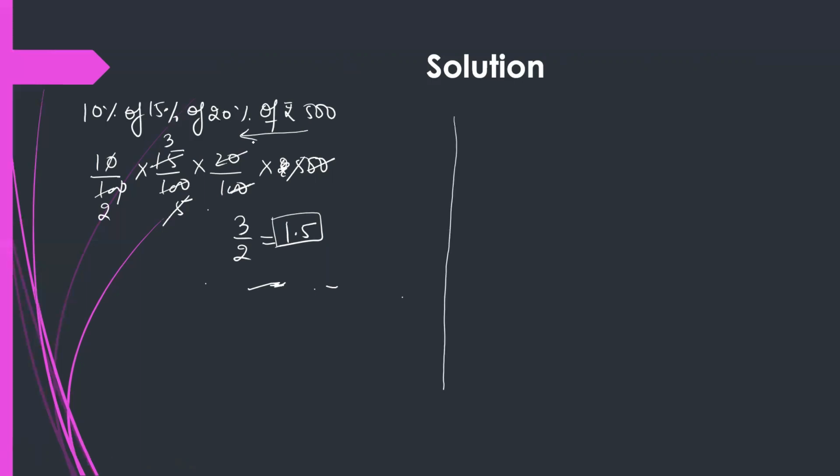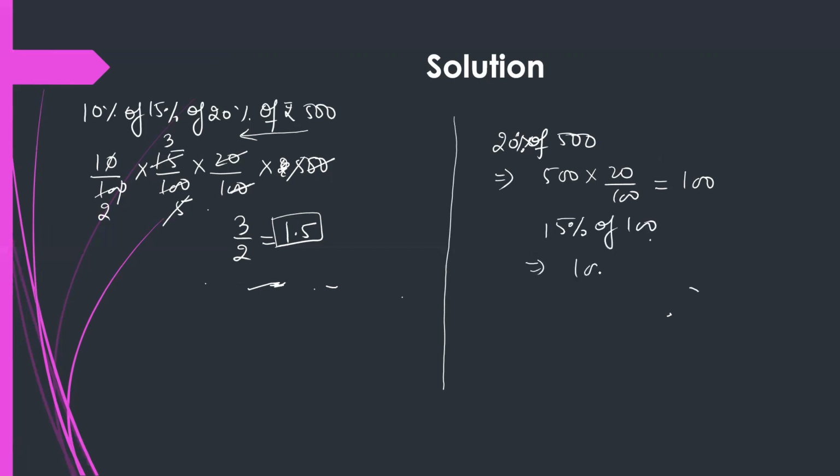We'll first find out 20% of 500, which gives you 500 multiplied by 20 upon 100. When you solve it, you will get 100 as your answer. Then you find 15% of 100, that is, I'm talking about 100 into 15 by 100. Your answer is going to be 15.